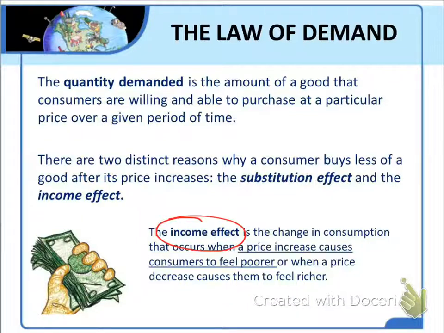The substitution effect of a price increase is the switch to other goods that have become a relatively good deal. The income effect of a price increase is the change in consumption that results from the decrease in the purchasing power of consumers' income. In a future module, we will explain that a normal good is one that you buy less of when your income decreases.